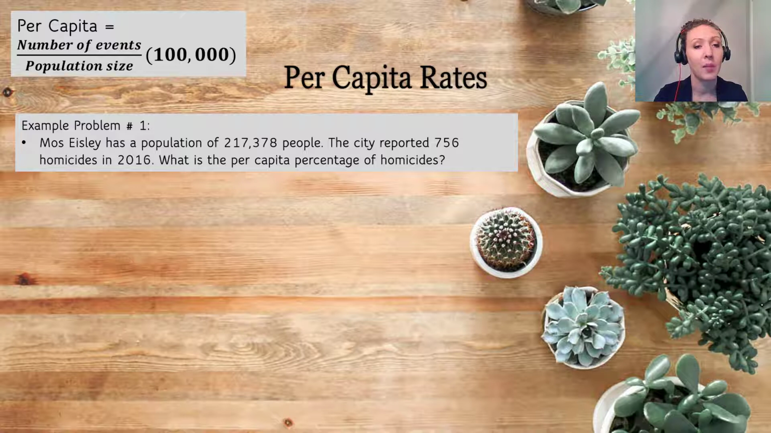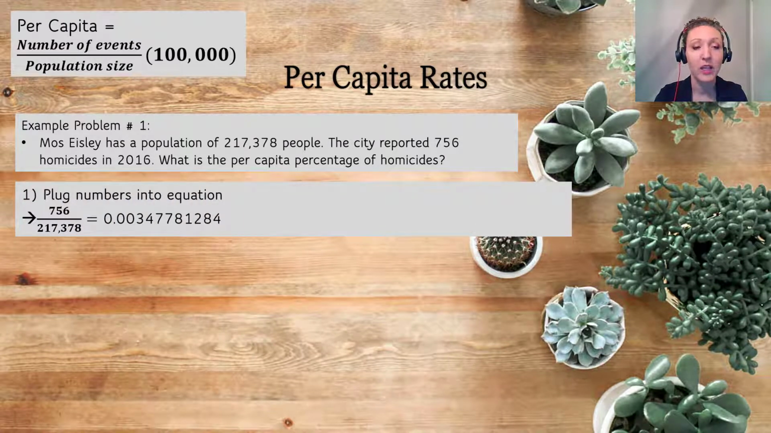Mos Eisley has a population of 217,378 people. The city reported 756 homicides in 2016. What is the per capita percentage of homicides? Okay, so first we are going to plug those numbers into the equation, and we are left with quite a large decimal. Now, most of the time you are going to round at this point.